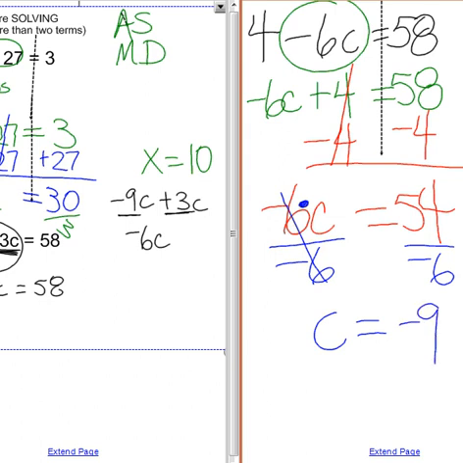Okay? Now here, negative 6 divided by a negative 6 is actually a positive 1. So I'm left with positive 1c. So this actually is a positive 1c. Of course, we could drop the 1 because that's imaginary, and it's just c equals negative 9.